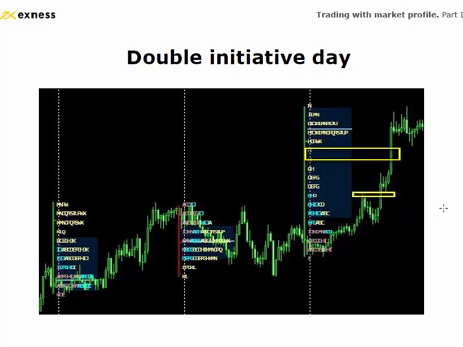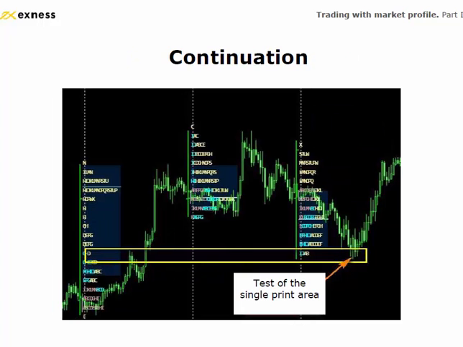So we can treat this level as a single print area as well. Also note that two value areas of these days are not overlapping each other. I mean day number 2 and day number 3. They don't overlap, and as I have said previously, it is a sign of emerging trend. Well, day number 3 can be called trending day with double or triple initiative activity, or double or triple initiative day. We can build a level of rejection by the first bar or a candlestick from the day of the breakout, which is shown here.